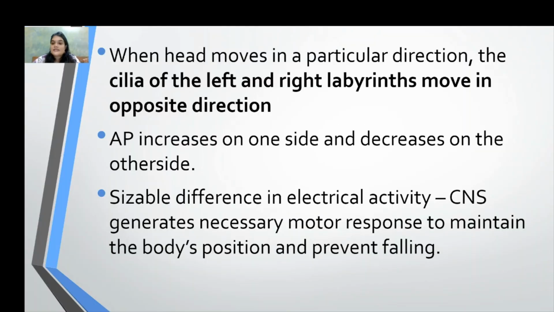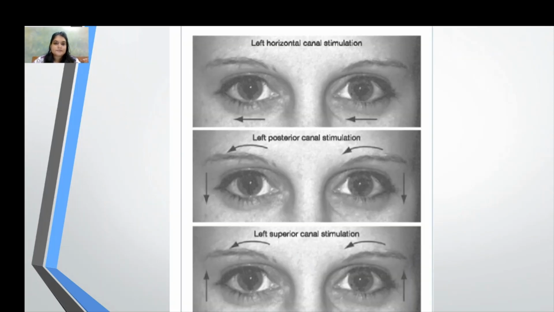When the head moves in a particular direction, cilia of the left and right labyrinth move in opposite directions. So action potential increases on one side and decreases on the other side. This difference in electrical activity generates a motor response to maintain the body's position.